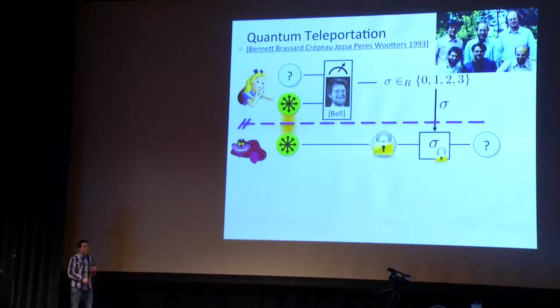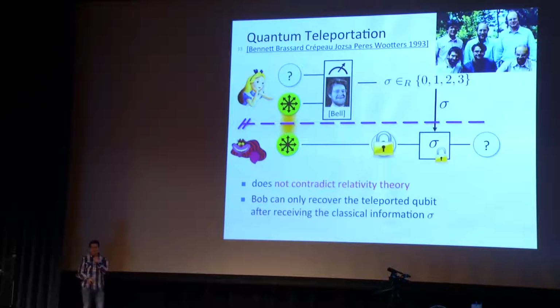And again, this is something that does not contradict relativity theory, so this kind of collapse here doesn't happen instantaneously. You can only recover this qubit after you've learned the classical information. And so it takes some time for this classical information to travel from Alice to Bob, if they're far apart. And so there's no information going faster than the speed of light, because you have to wait for the sigma before you actually get the state that was in Alice's hand before.